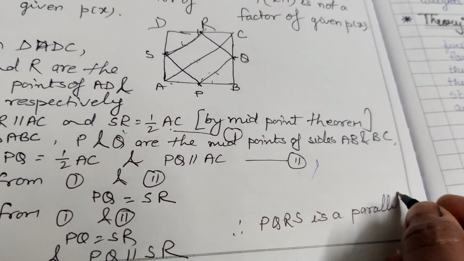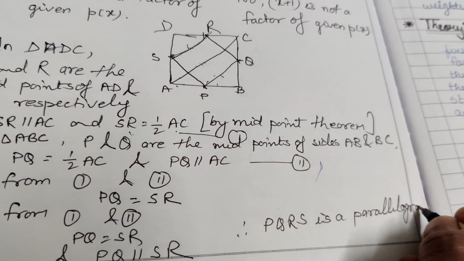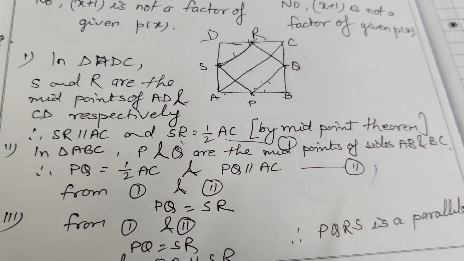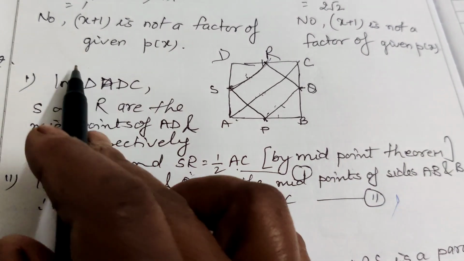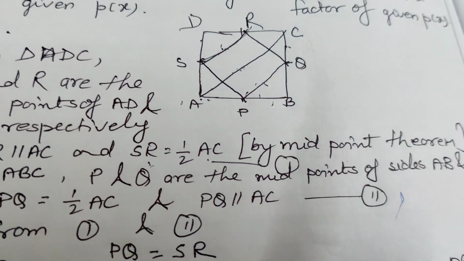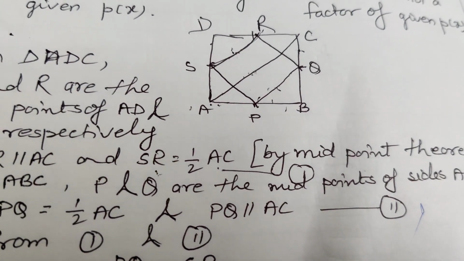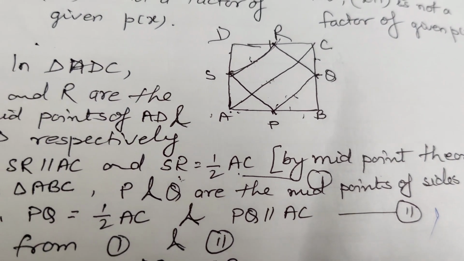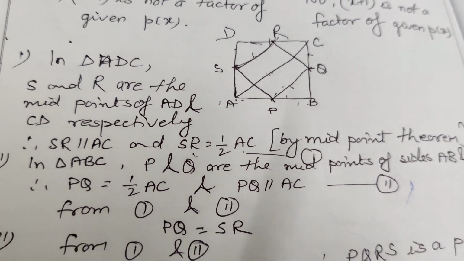Is a parallelogram. Hence proved. In the starting you will write ABCD is a quadrilateral in which P, Q, R, S are the midpoints of the sides AB, BC, CD and AD. Okay.